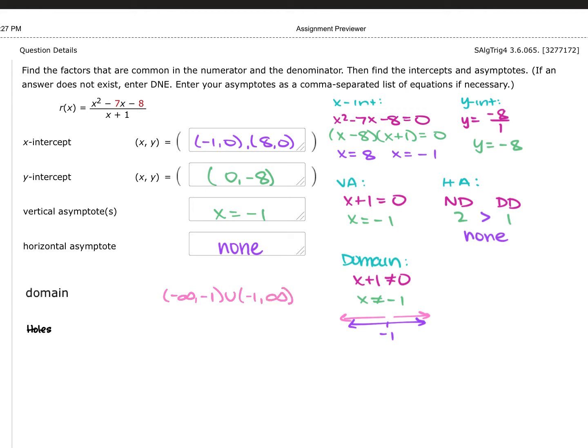Lastly, you want to find your holes. Factor the top, factor the bottom. When we factored the top, we said that that was x minus 8 times x plus 1. The bottom is just x plus 1. This part that's the same on the top and the bottom is the x plus 1. So we set that equal to 0 and we solve. If we move that 1 over, we get that x is equal to -1. So our hole is at x is equal to -1.